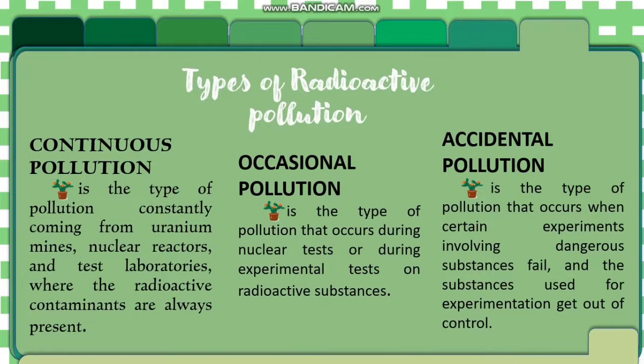So we have here the types of radioactive pollution. First is continuous pollution. Ito ay nangyayari lamang constantly coming from uranium mines, nuclear reactors, and test laboratories, whereas yung radioactive contaminants ay laging present. Sa occasional pollution naman, nangyayari ito kapag may experimental test or nuclear test na nangyayari. Sa accidental pollution, ito naman yung mga experiment na nawawala sa control. Yung mga certain experiments involving dangerous substances ay nag-fail.